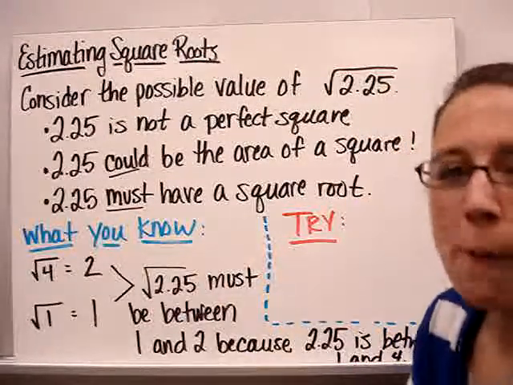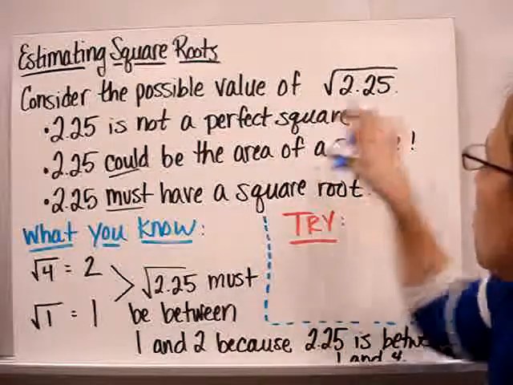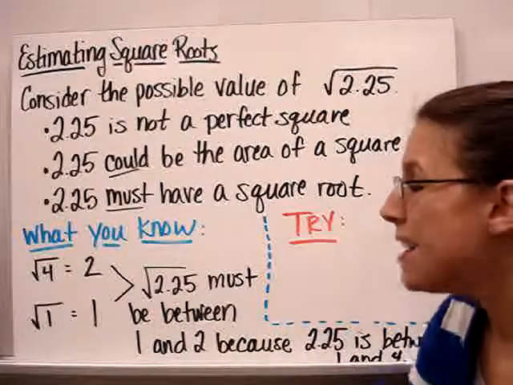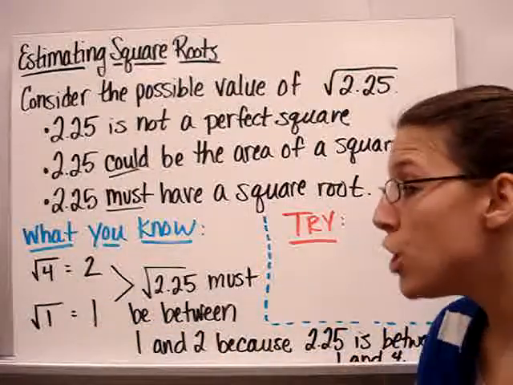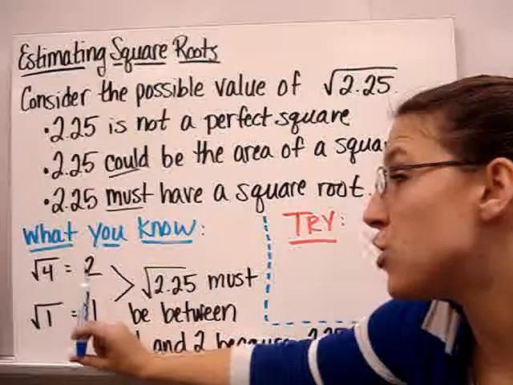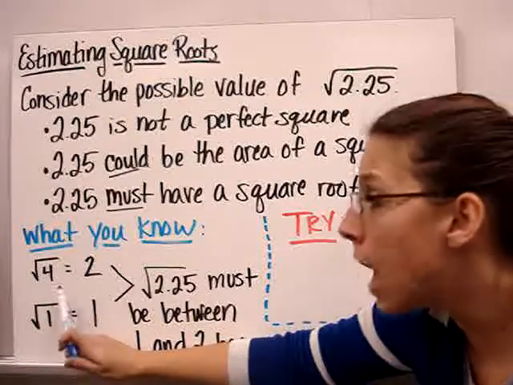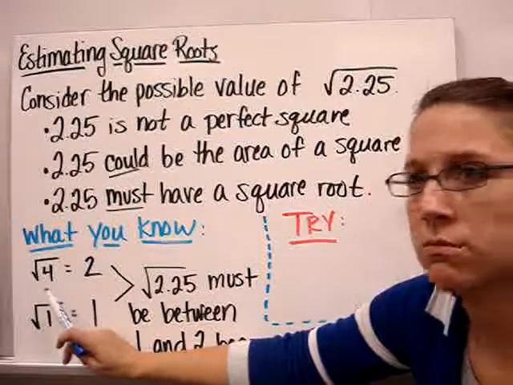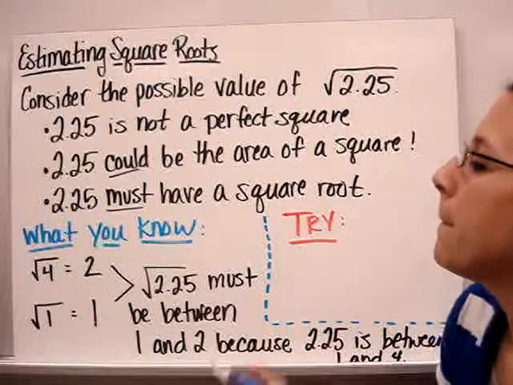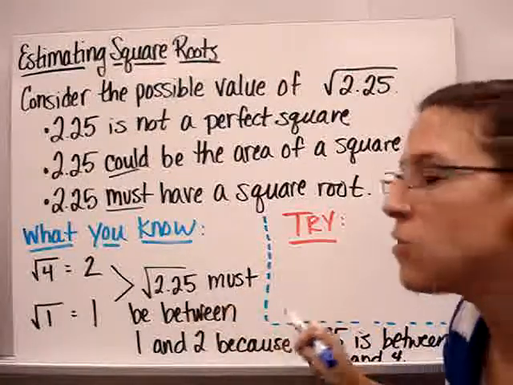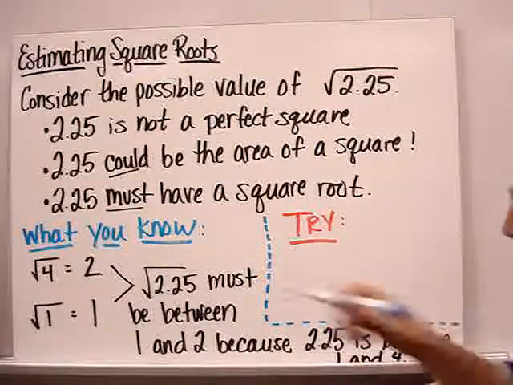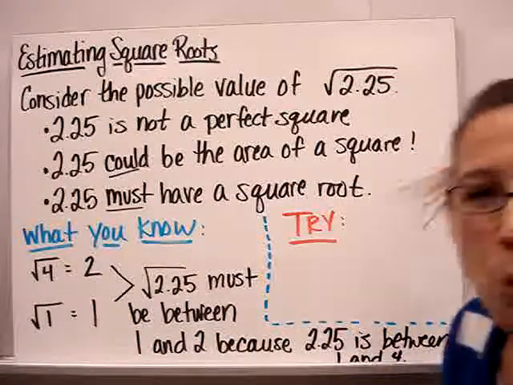So think about what you know. Consider your perfect squares that are near 2 and 2500ths. Well, 2 and 2500ths is between 1, which is a perfect square, and 4, which is a perfect square. We know that the square root of 1 is 1 because 1 times 1 equals 1. And we know that the square root of 4 is 2. Let's think positive just for a moment, because 2 times 2 is equal to 4. So that means that something times itself that equals 2 and 2500ths, that something must be between 1 and 2, because 2 and 2500ths is between 1 and 4.